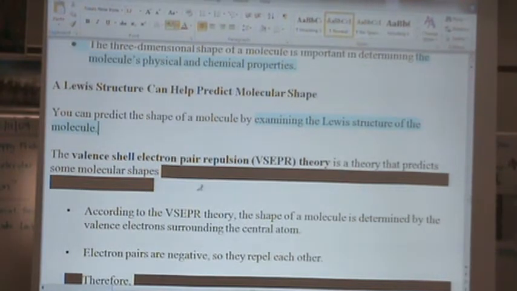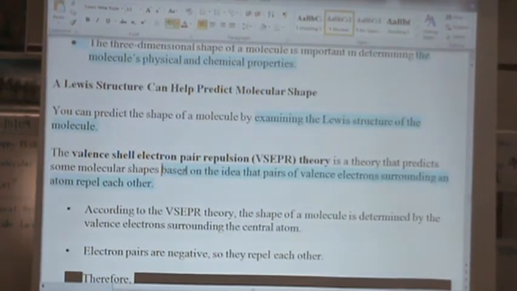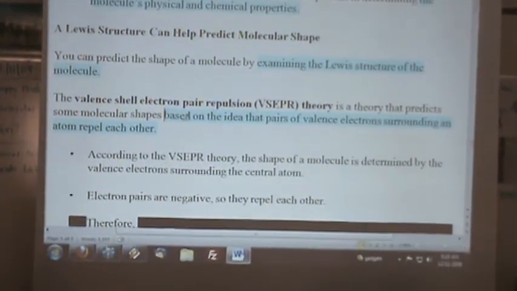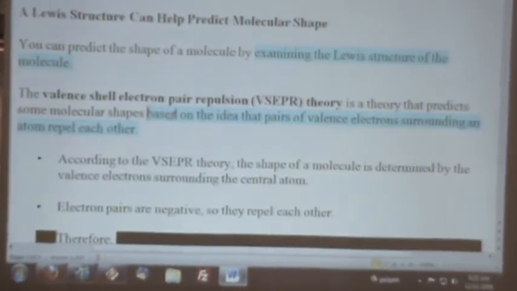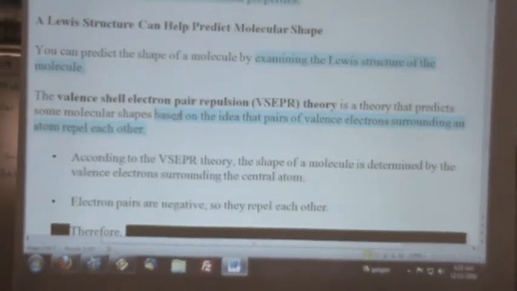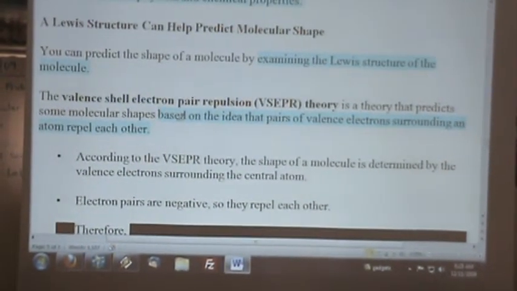And so VSEPR theory determines those shapes. It's basically the idea that pairs of electrons surrounding an atom tend to repel each other. They don't have to be next to one another. They want to be far apart.